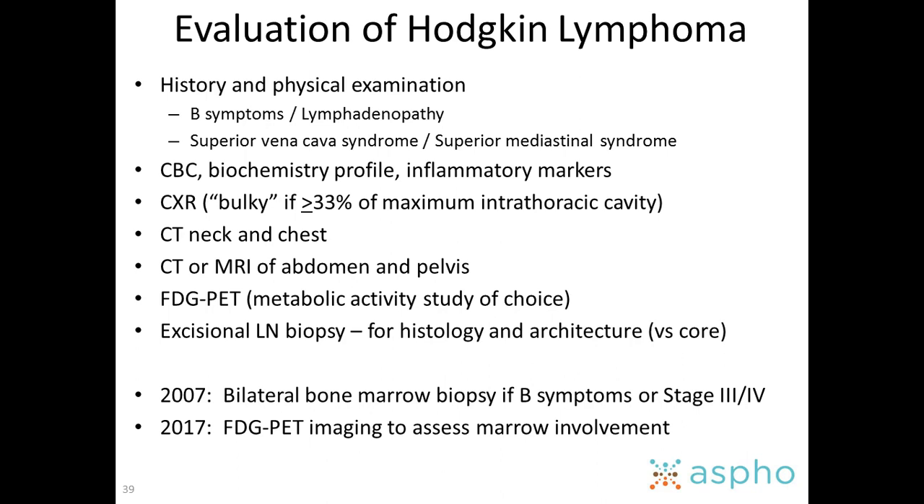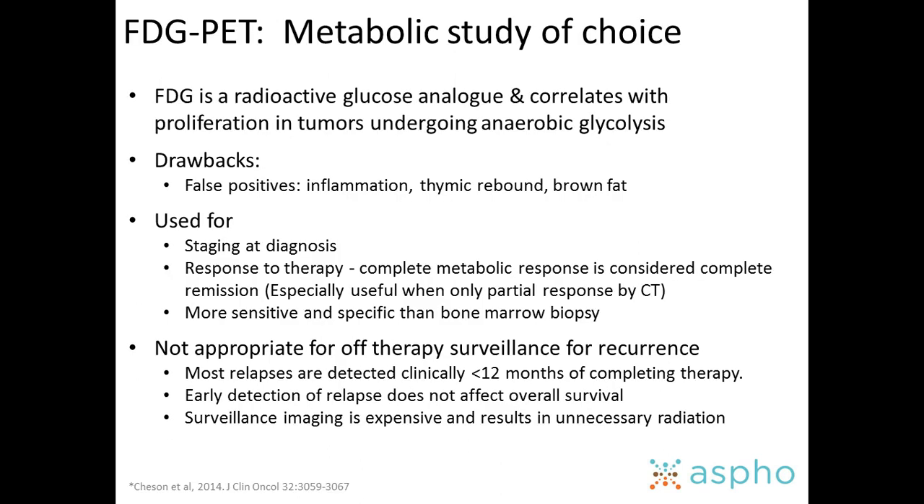We prefer an excisional lymph node biopsy, not a fine needle biopsy, because we really are interested in the histology and the architecture. In 2007, bilateral bone marrow biopsies were indicated if the patient had B symptoms or they had stage 3 or 4 disease. In 2017, FDG PET is most often used to image marrow.